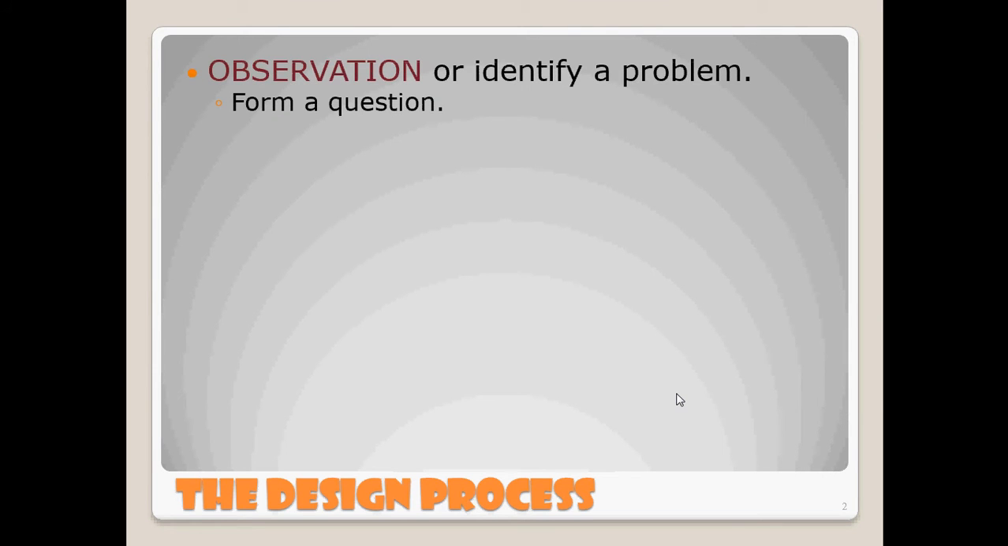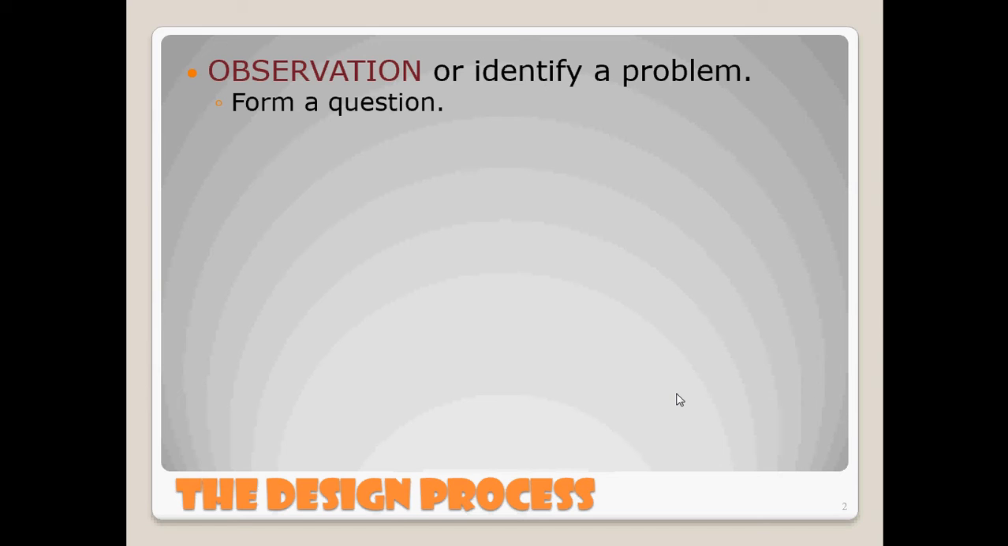So the first step is observation. Most of the time when you think of observation, you think of what can you see. But remember, it can also be what do you feel, what do you hear, what do you taste, what do you smell. With observations, you could also just be identifying a problem if given a situation. Just depends on what you are given or what is in front of you.